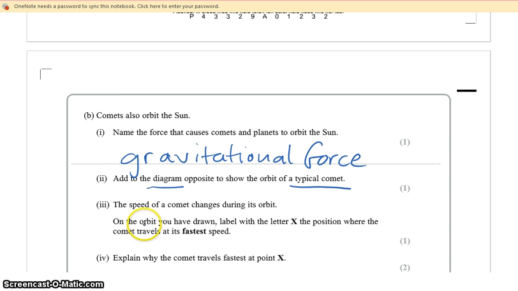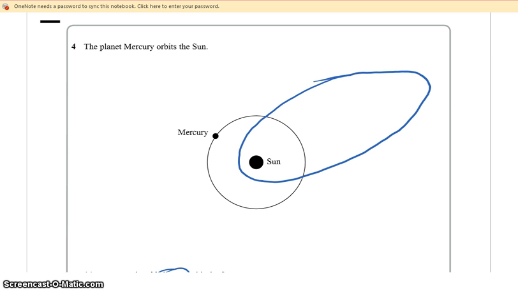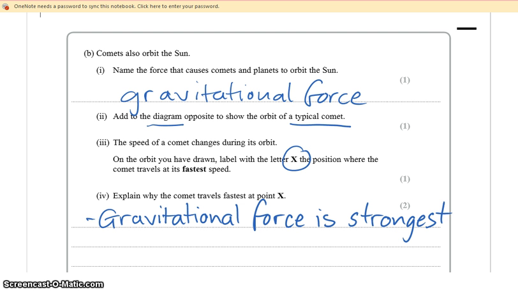So the next part of the question asks us to label with the letter X the position where the comet travels at its fastest speed. So if we draw that point in now, it's the point closest to the Sun. Then it asks us to explain our answer.